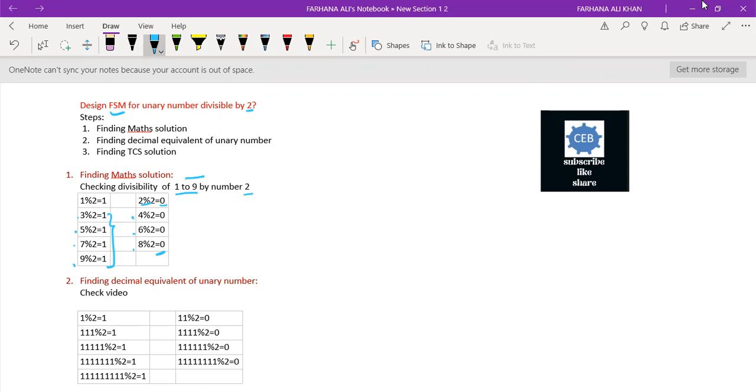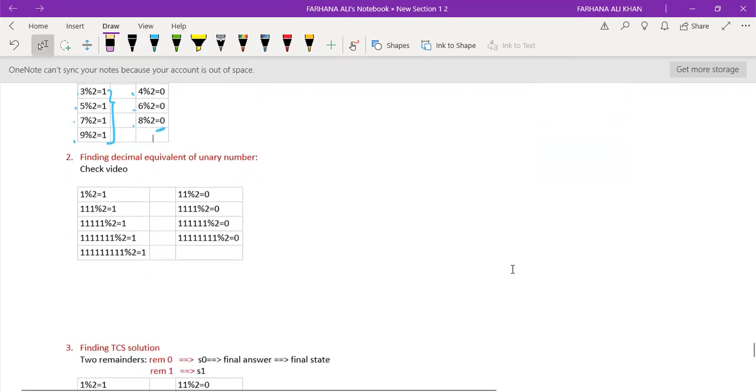Now we are going to find how we can convert the decimal number into a unary number. For that I have already created a video, so go and watch that video so you can easily understand the equivalence between the decimal number and the unary number.